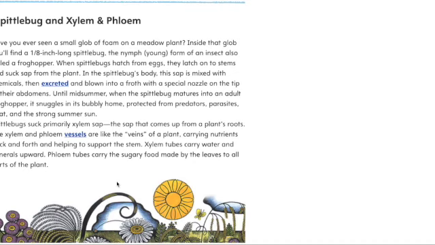Spittlebugs suck primarily xylem sap, the sap that comes from a plant's roots. The xylem and phloem vessels are like the veins of a plant, carrying nutrients back and forth and helping to support the stem. Xylem tubes carry water and minerals upward. Phloem tubes carry the sugary food made by the leaves to all parts of the plant.